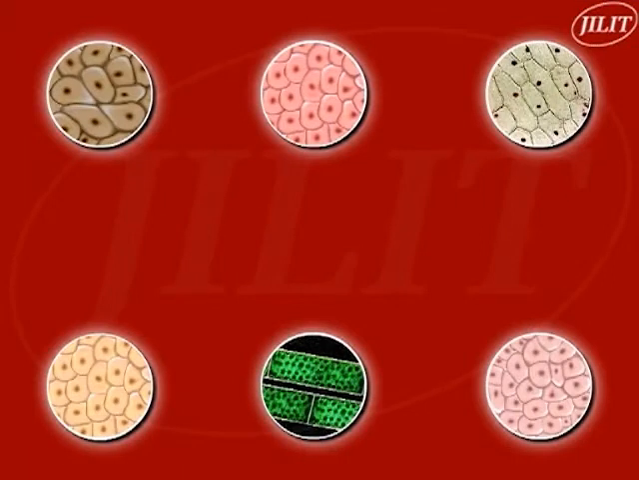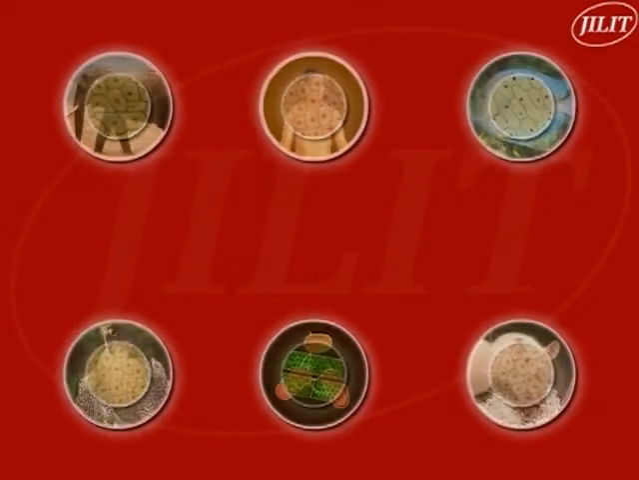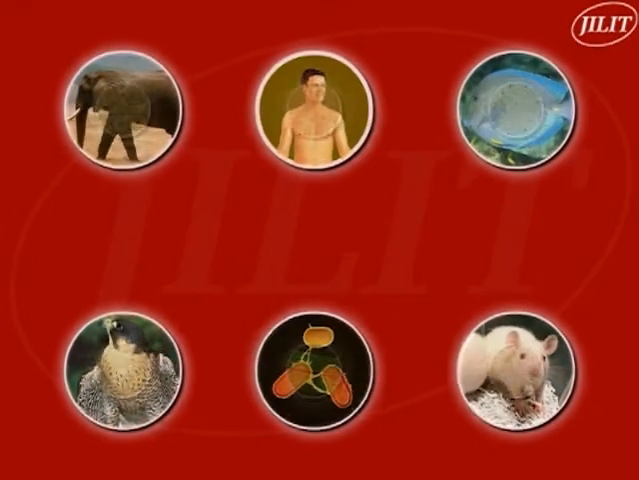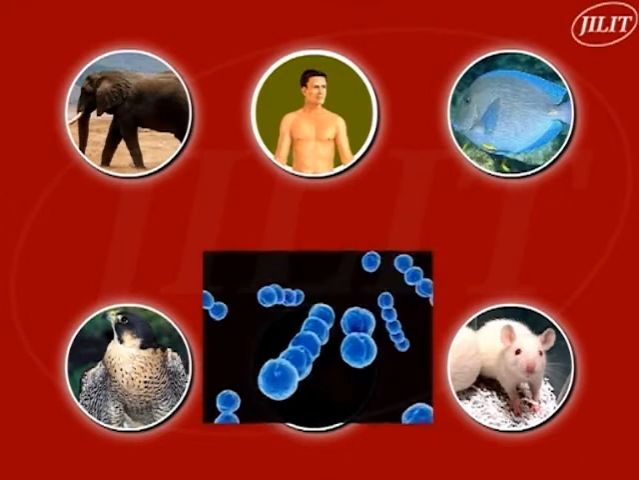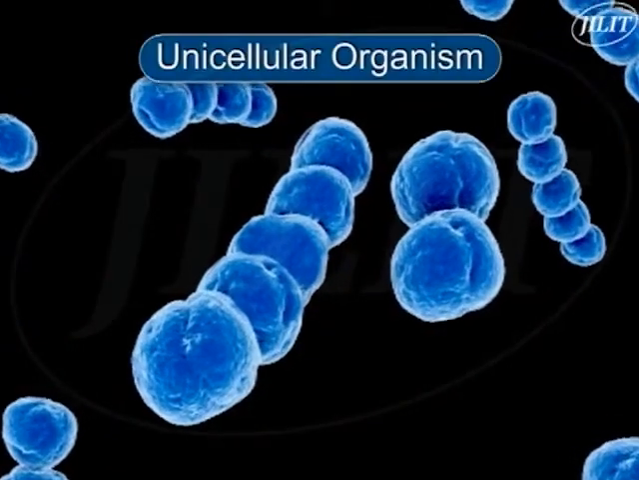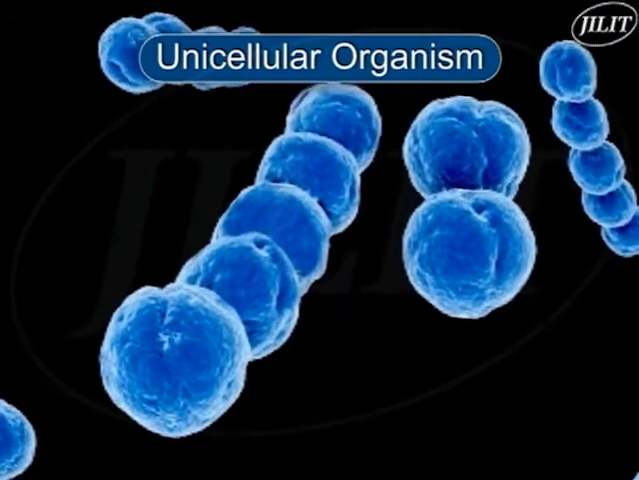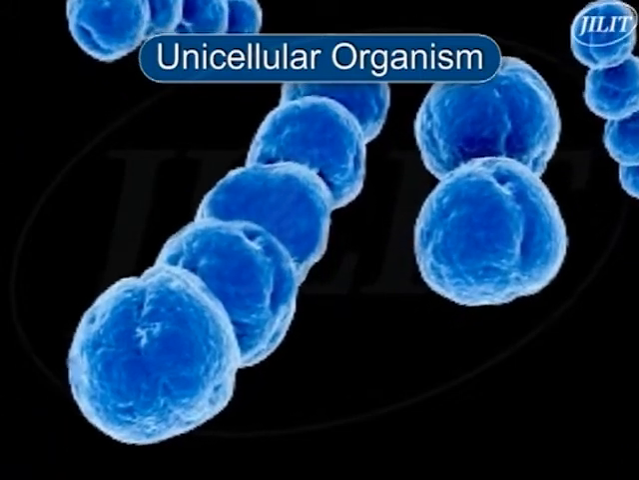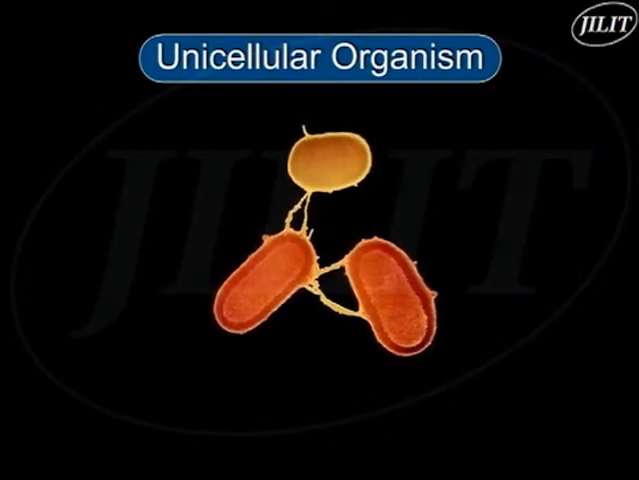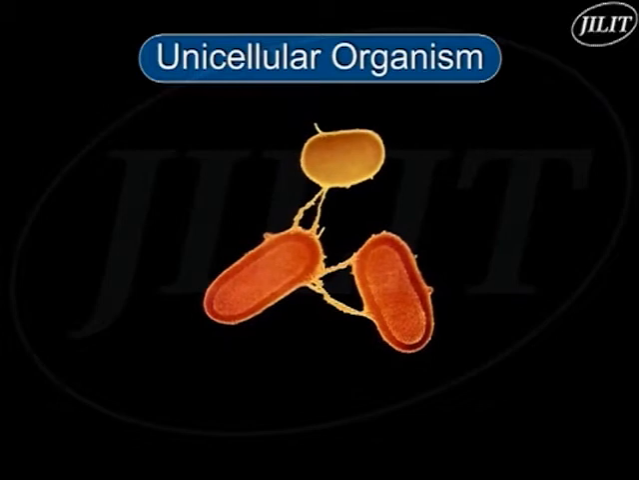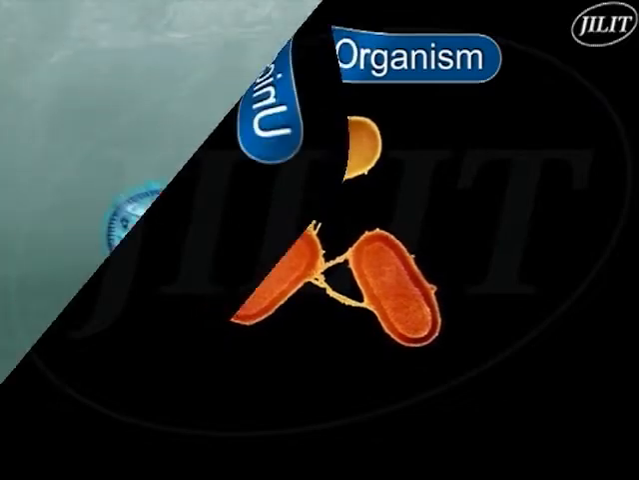A cell is the smallest unit of living matter. Some living organisms are composed of a single cell, whereas the others are a collection of millions of cells. These organisms that are made up of only one cell are known as unicellular organisms. Bacteria are a very common example of unicellular organisms. Now, let us explore some unique unicellular organisms.